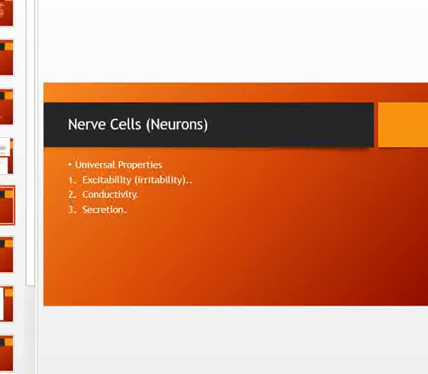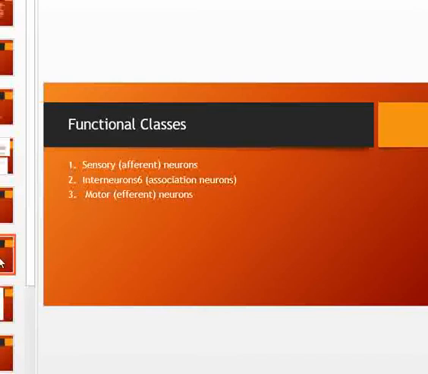We are going to the next slide, and in that slide we have what is called functional classes. Now, on the functional classes, we're going to see the classification of neurons based on their function: the sensory neurons, or what we call the afferent ones, the interneurons, what we call association neurons, and the motor or efferent neurons.